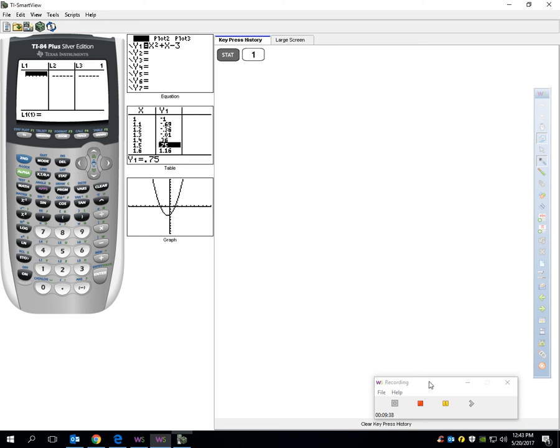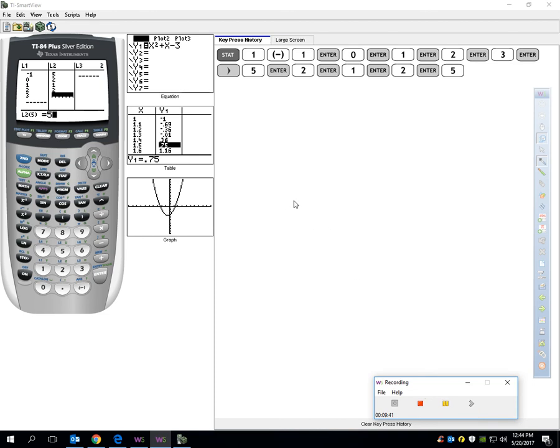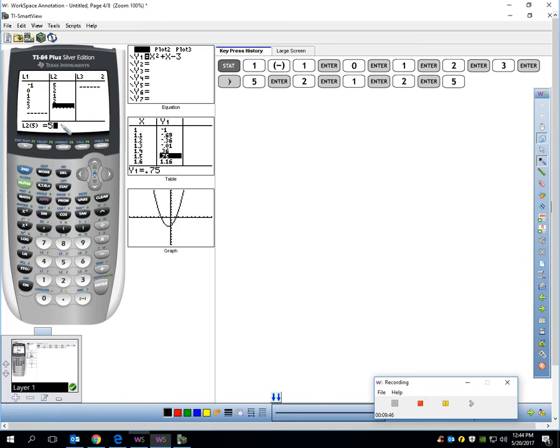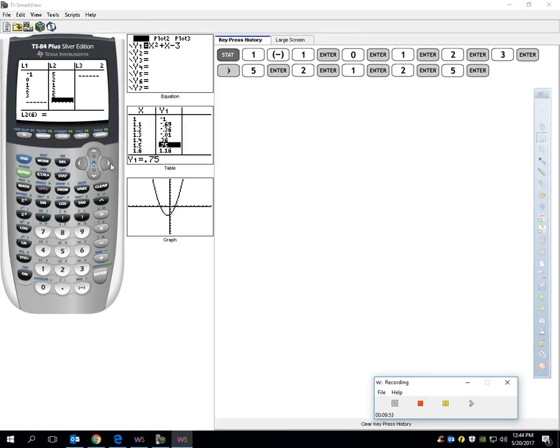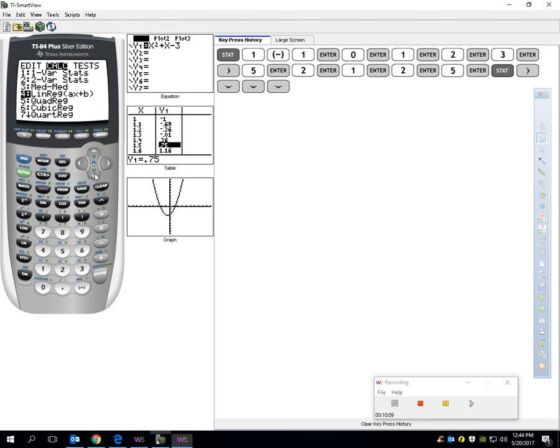Let's type it in. And as you can see here, I did type in my table. And now, if you haven't typed in your table, make sure you do so. And now after you have the table typed in, you're going to do what's called a quadratic regression. Go back to the stat key, go to calc, and find quadratic regression. It looks like option 5 is quadratic regression.